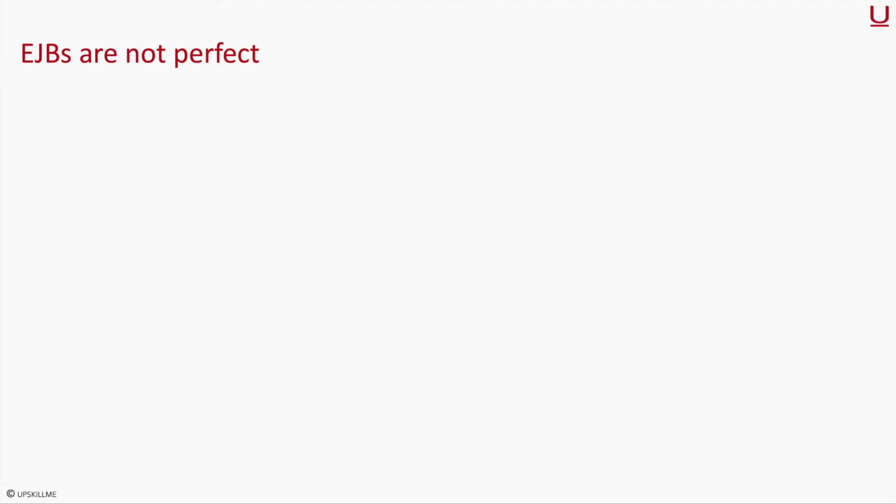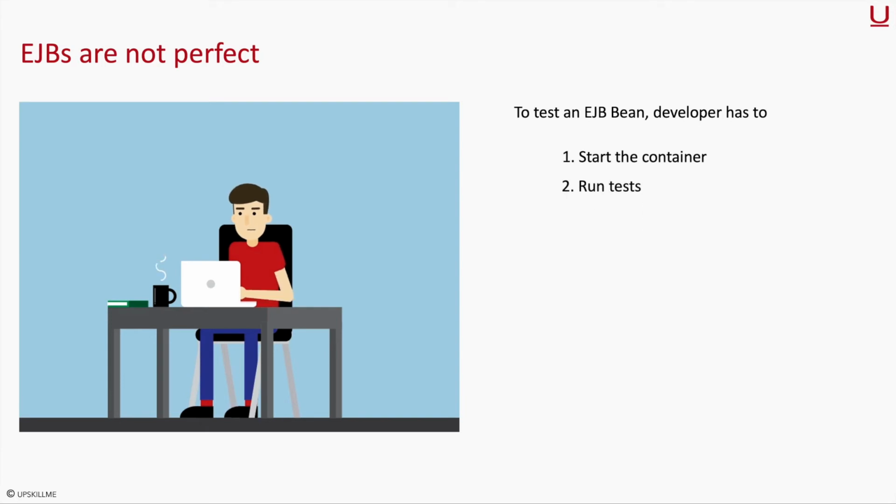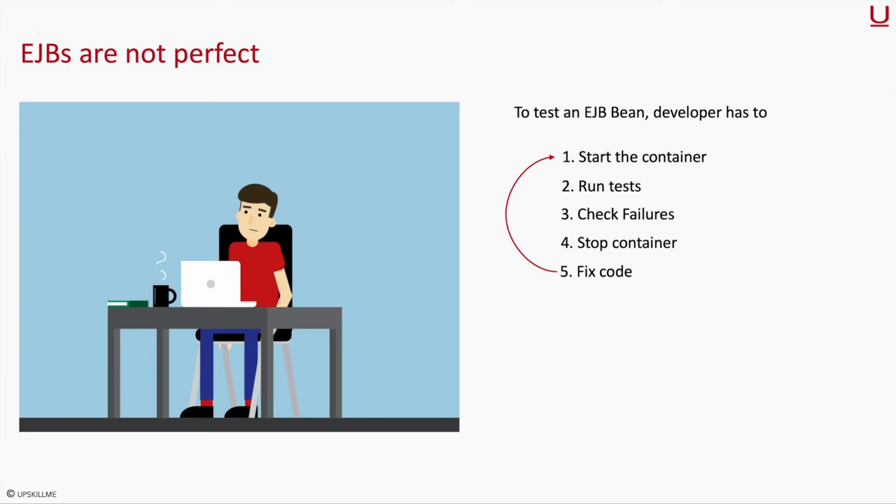EJBs are not perfect and they have their own challenges. Let us understand them with the help of an example of EJB developer Jack. Jack works very hard to implement an enterprise Java bean with all the business logic, and now he needs to test it. Since enterprise Java beans run in an EJB container, he needs to start the container, run tests, check for failures, stop the container, fix code, and start the container again. This cycle would continue. He has to spend a lot of time waiting for the container to start or stop.